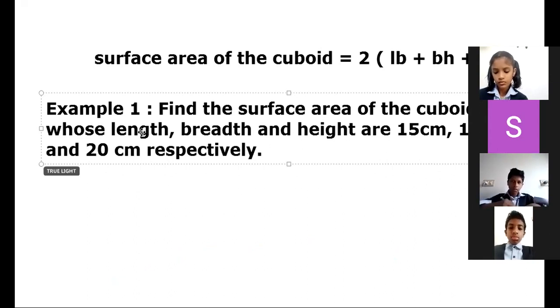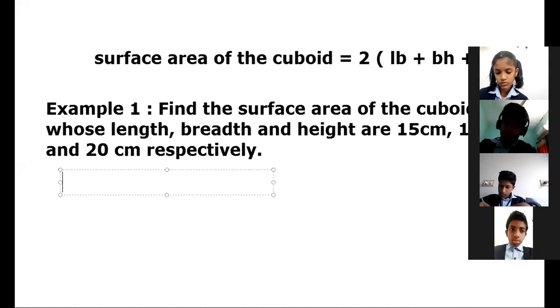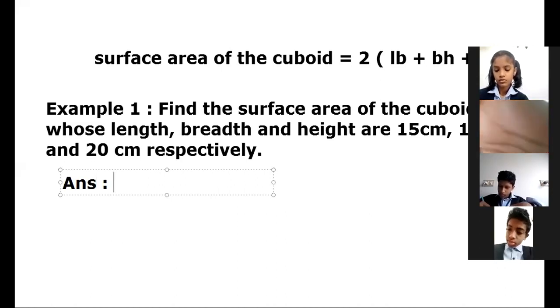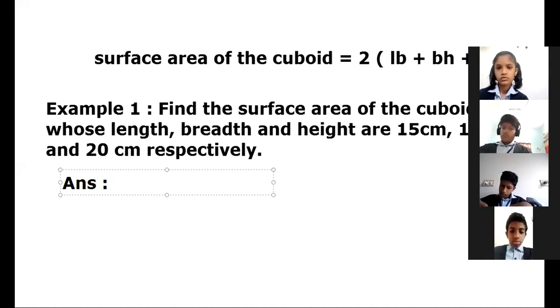So what do you have to write down first? You have to write down the values given in the question. Clear? What are the data given in the question? What can you find from the question? What is this 15 centimeter?